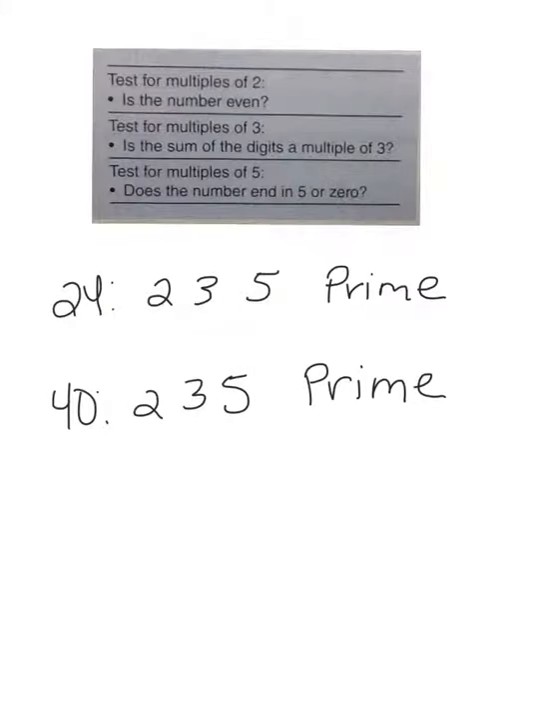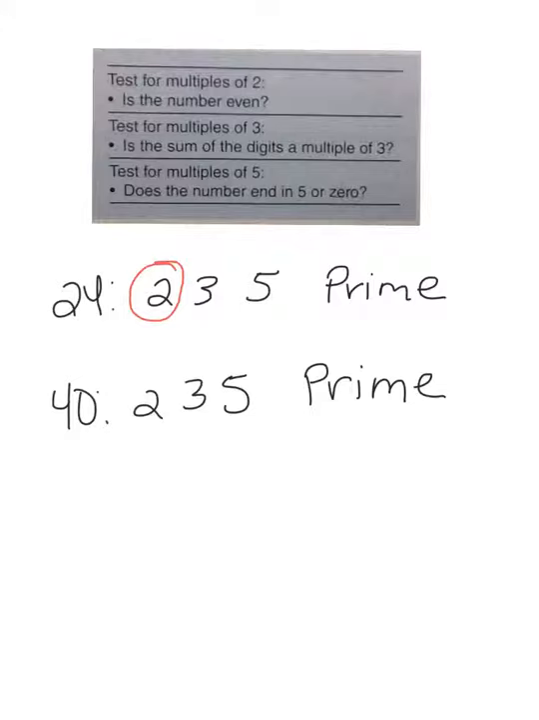The last thing I'm going to show you is how to look at a number using the 2, 3, or 5 rule to determine if it is prime. So if I look at this number, the first 24, the first thing I'm going to do is see if it is a multiple of 2. Now, the test for multiples of 2 says: is the number even? If I look at 24, the last digit is an even number, so yes, it is even, so that means that it is divisible by 2, or it is a multiple of 2.